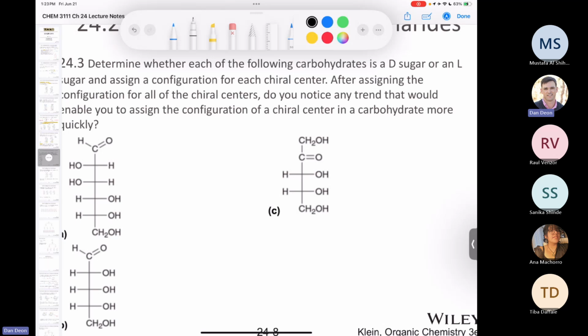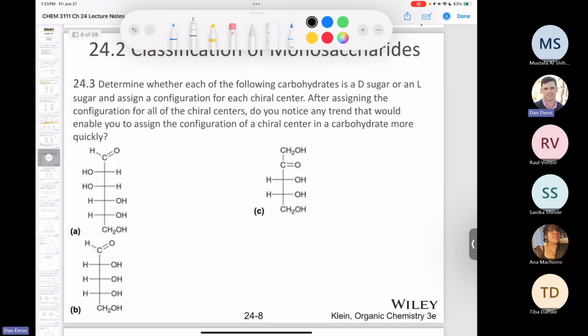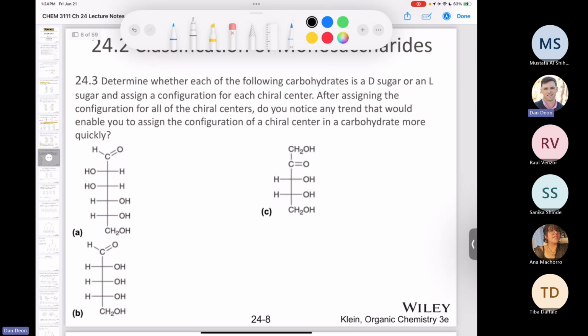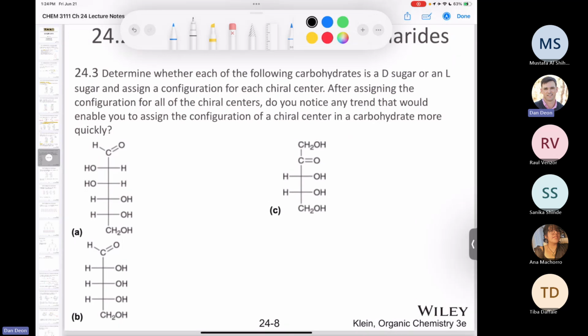So all we're asked to do in this question 24.3 is determine whether each of the following carbohydrates is a D sugar or an L sugar. Assign a configuration for each chiral center. After assigning configuration for all chiral centers, do you notice a trend that would enable you to assign the configuration of the chiral center in a carbohydrate more quickly?